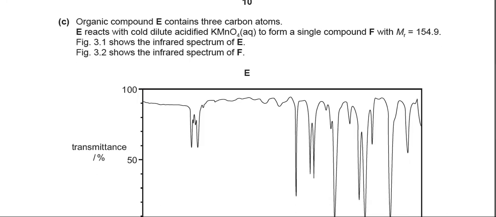Okay, this looks like the IR analytical technique. He says organic compound E contains 3 carbon atoms. So this is the main evidence that compound E has 3 carbon atoms. E reacts with cold dilute acidified KMnO4, giving a single product. So this gives us a little idea that it could be an alkene.